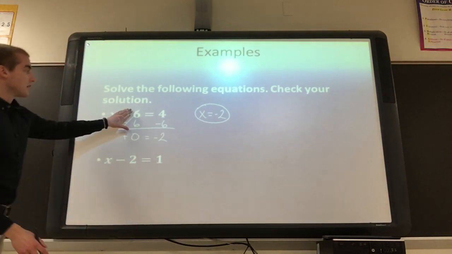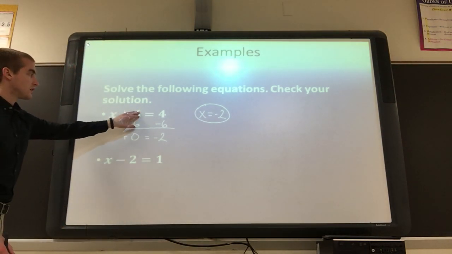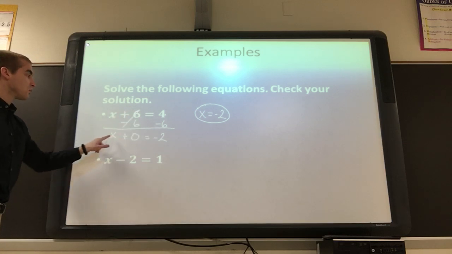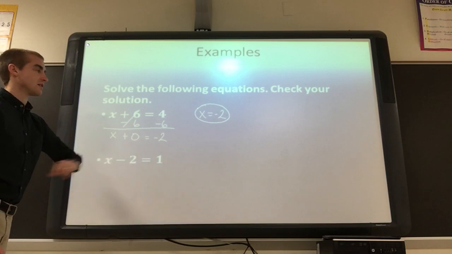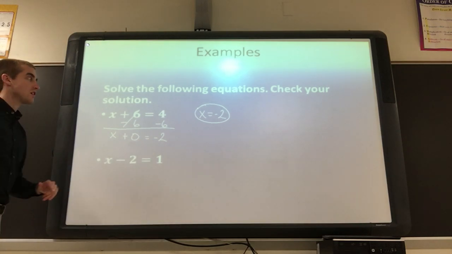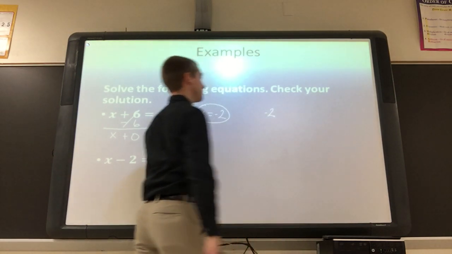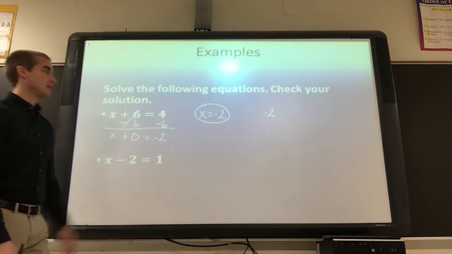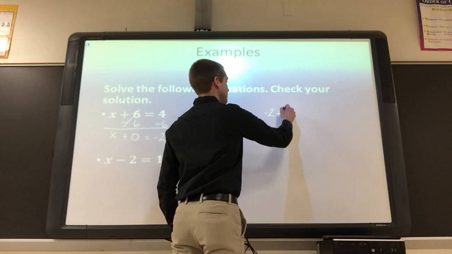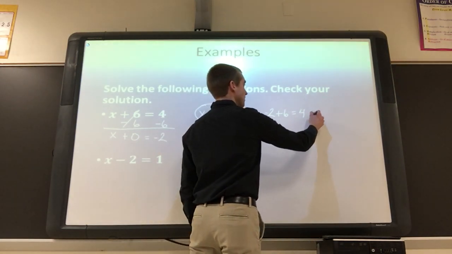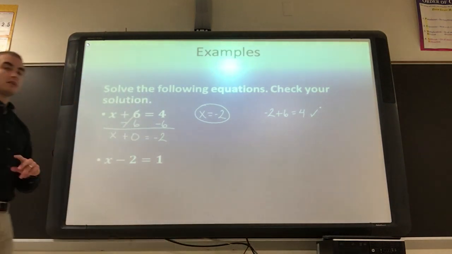Okay, so these cancel out because plus 6 minus 6 gets us 0. So that's going to take those away. We're left with x equals 4 minus 6, which is negative 2. The way that we can check our answer, just to make sure that it works, is if I plugged negative 2 in for x, because x is negative 2, and added 6, negative 2 plus 6, that gets me 4. So that would make that equation true.